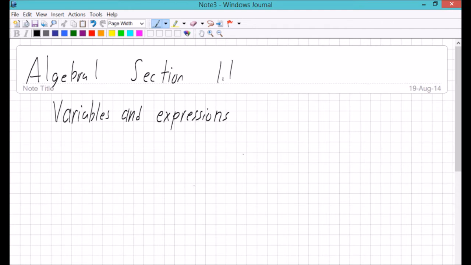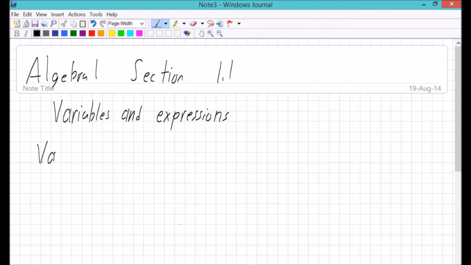Now, since we're going to be talking about variables and expressions, it would help a lot to know what a variable is and what an expression is. Because in mathematics, if you do not know your definitions, if you don't know what you're talking about, you really can't get anywhere. So we got to know our definitions. The first definition that we're going to go over is variable.